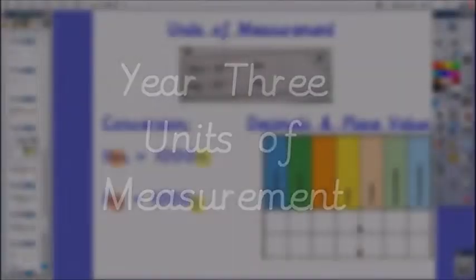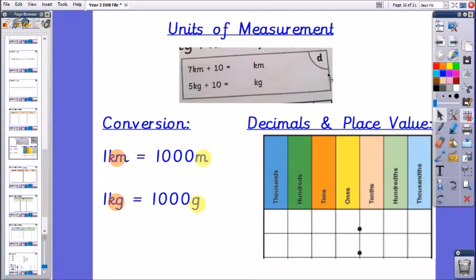So here is a question that you might find in our home learning packs for year three. And you can see what it is looking at is not only division, but it's also going to be looking at units of measurement. And what this means is that we're not just going to be looking at numbers, we're going to be looking at the measurement of something.